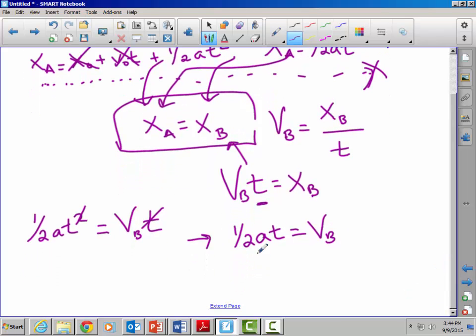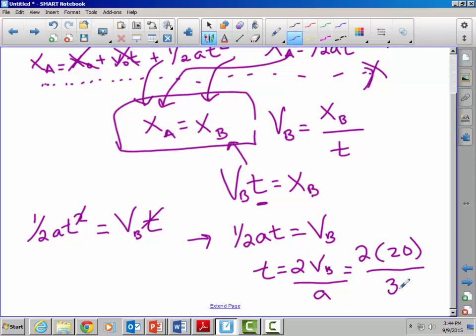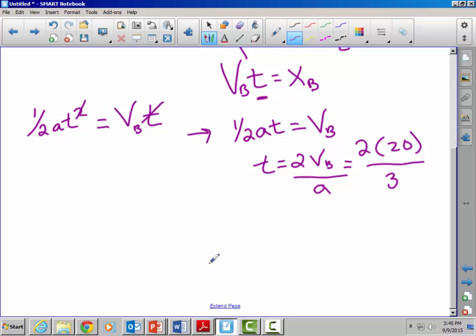Now, I don't know what my time is, but I know everything else, so I can rearrange it to solve for time, and I get 2 times velocity B over A. So velocity B was 20, and your acceleration was 3 from the previous knowledge. So that would be 40 divided by 3, which is going to be about 13.3333 is your time.